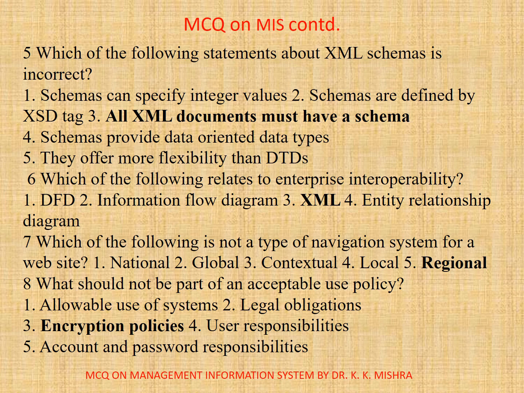Question number 6. Which of the following relates to enterprise interoperability? 1. DFD, 2. Information flow diagram, 3. XML, 4. Entity relationship diagram. Correct option is 3. XML. 7. Which of the following is not a type of navigation system for a website? 1. National, 2. Global, 3. Contextual, 4. Local, 5. Regional. Correct option is 5. Regional.